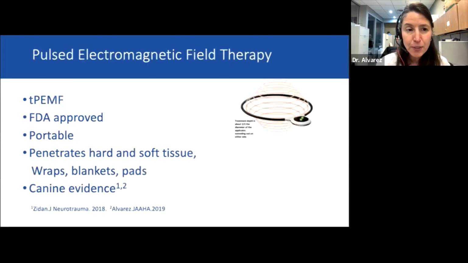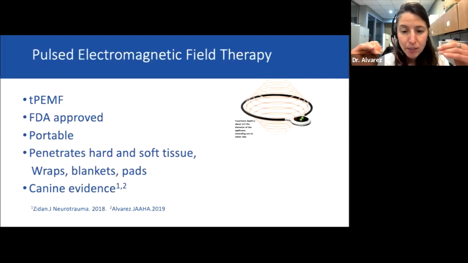The other really nice modality is pulsed electromagnetic field therapy. This is targeted pulsed electromagnetic field therapy. We also call it focused. And this is an FDA-approved device that emits a very low frequency signal specific to the FDA in order for it to be in the biological levels. So it is quite safe.